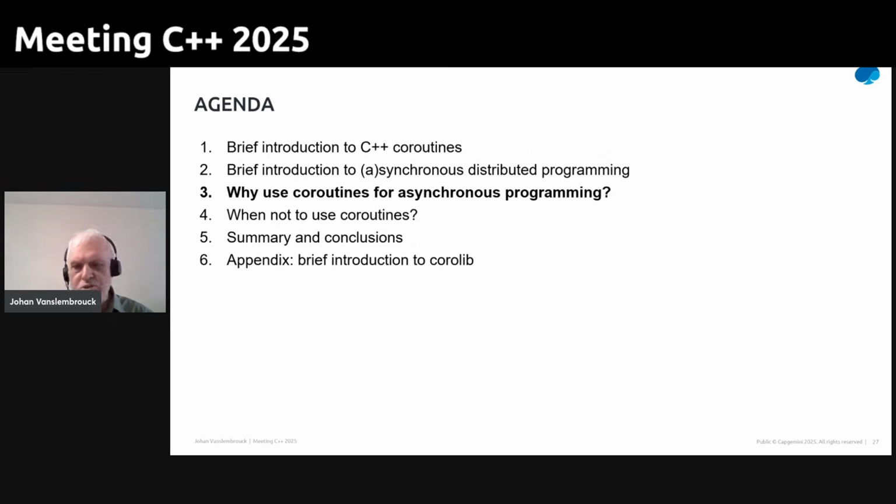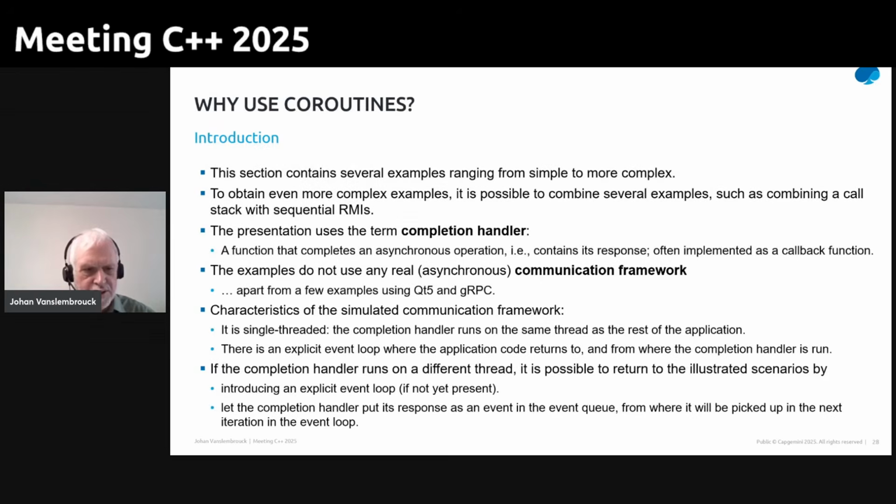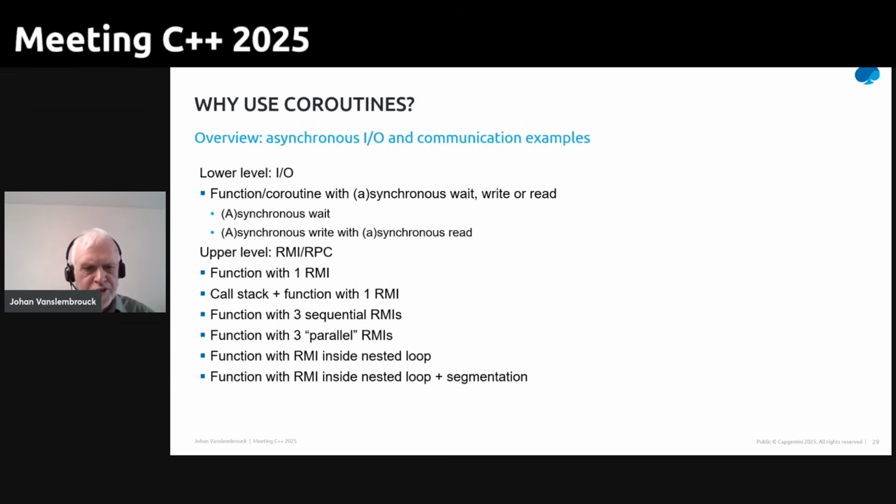Now, that's the main part of the presentation. I guess we're 25 minutes gone, something like that. Not even 20 minutes, just to have an idea. So I'm going to use several examples, and I'm going to skip the first slide. We're going to have, let's say, three major parts, looking at lower level input output, then upper level, meaning remote method invocation, remote procedure call, where you have 6 subsections.